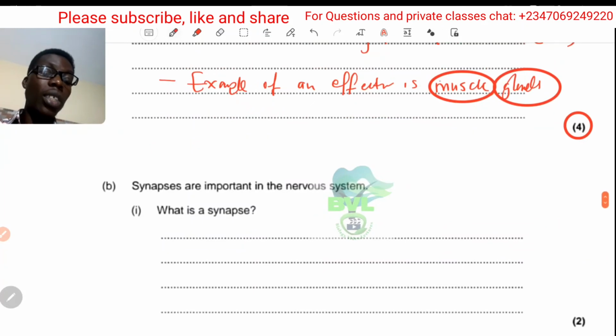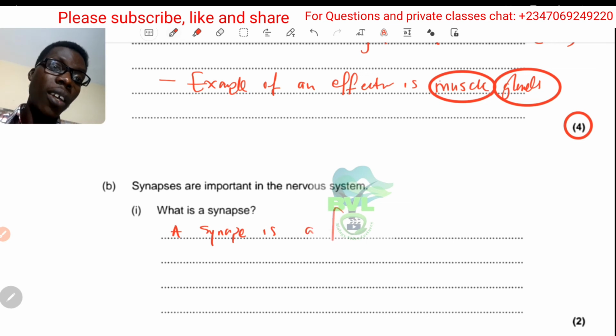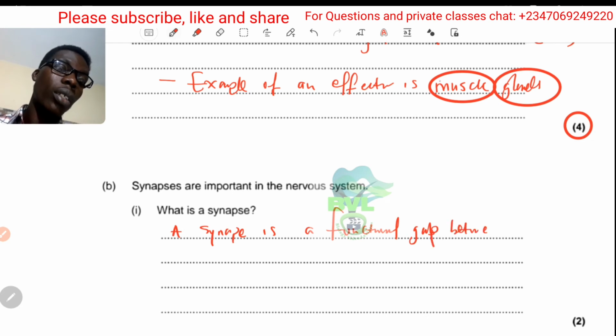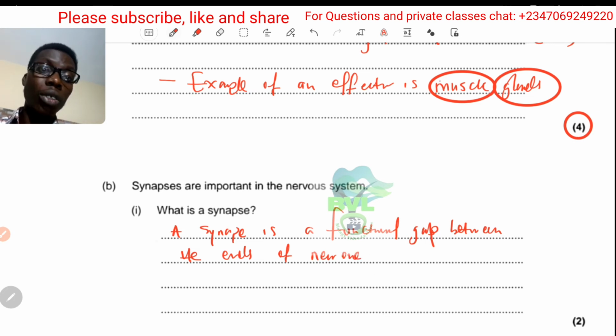Then here, this is a 2-mark question. So here it says, what is a synapse? So you can say a synapse is a functional gap between the ends of neurons. Let me explain something at this point before I continue. That's point number 1, because we have to provide 2 points to have 2 marks.